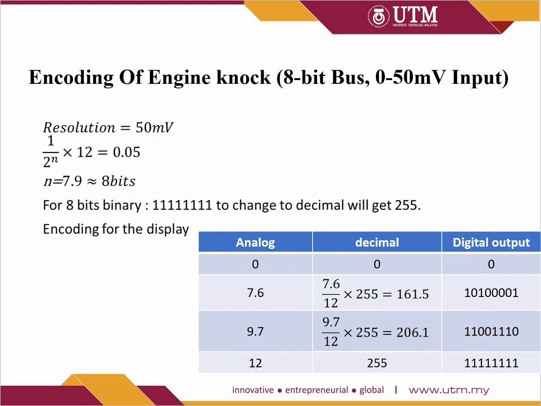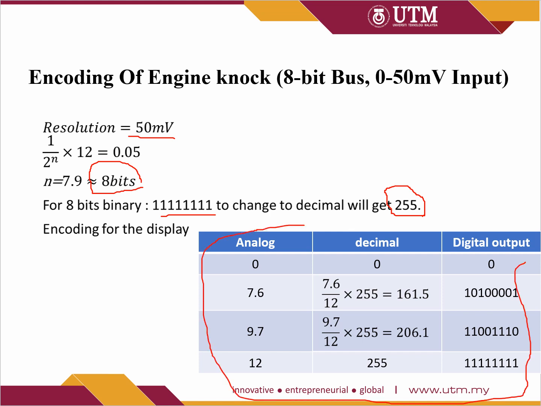The last encoding is for the engine knocking sensor, where we have the resolution 50 millivolt. From that we get the number of bits, 8 bits. For the 8-bit binary number we have the decimal number 255, and then we use this table to get the digital output for the computer display.